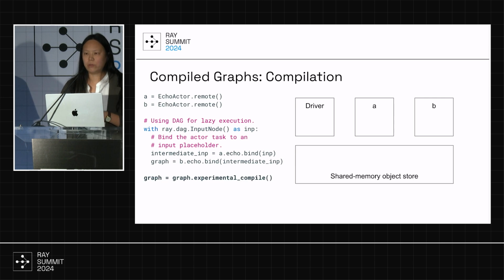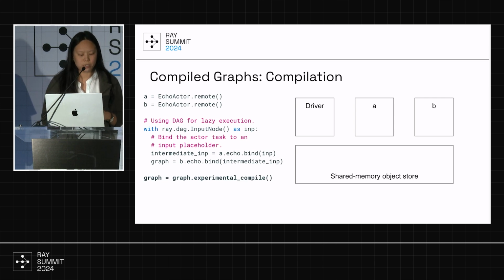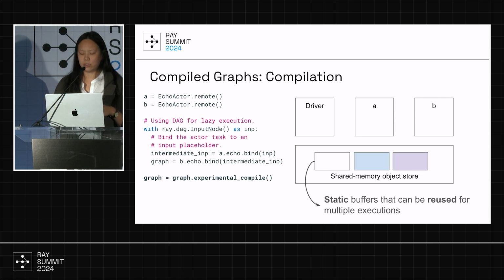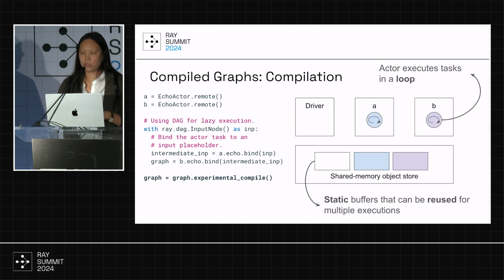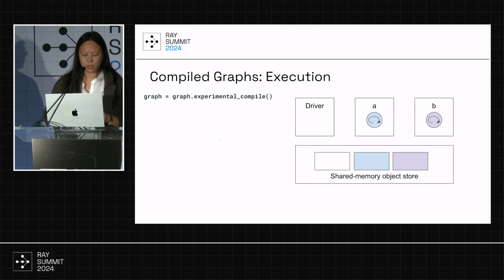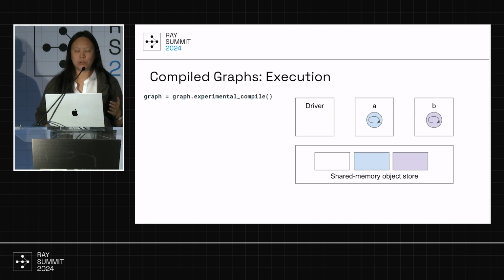Next, what we can do is add this new compile command. And under the hood, this is going to statically allocate the resources. So we allocate some static buffers in the object store that can now be reused across multiple executions instead of just once. And we're also going to start an execution loop on each involved actor that will know basically the tasks to execute at runtime. And that way, during execution, we can avoid those expensive RPCs.